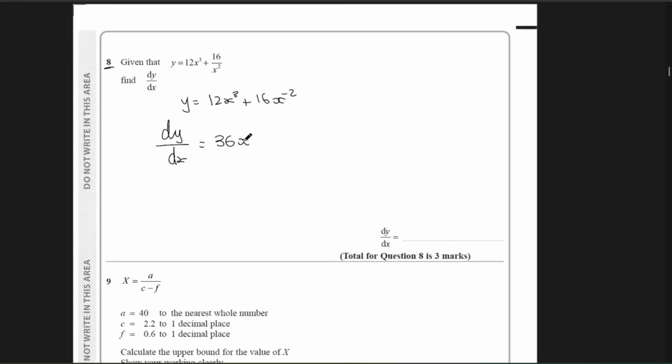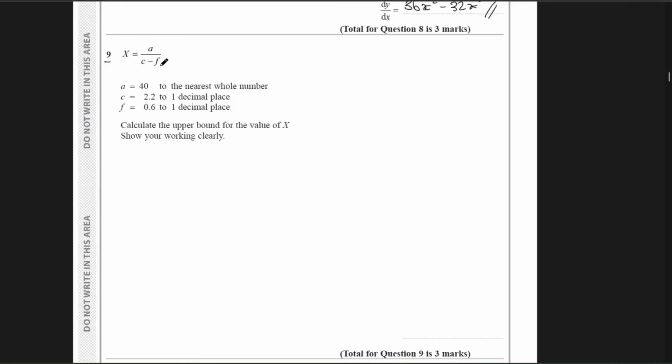So that becomes x squared plus, we need to move minus 2 to the front. So minus 2 times 16. And then we need to subtract 1 from the power, x to the power minus 3. So this becomes 36x squared, actually minus 32x to the power minus 3. Okay, and that's the final answer. We don't need to change the form. We can just say the final answer is 36x squared minus 32x to the power minus 3.